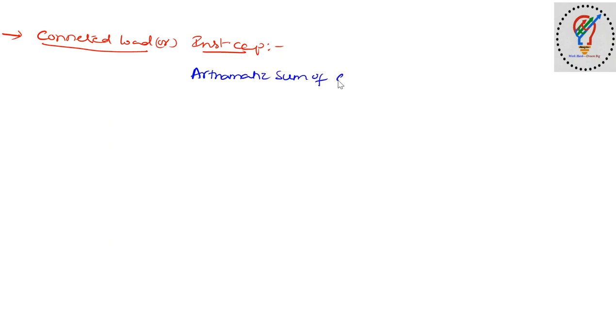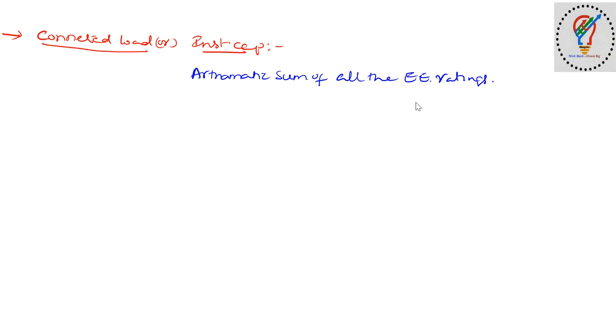First one, we'll talk about the connected load. So what is this connected load? Connected load is also known as installed capacity. What is it? It is the arithmetic sum of all the electrical equipment ratings together.